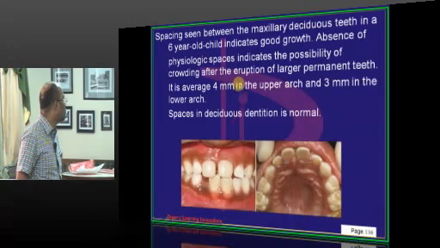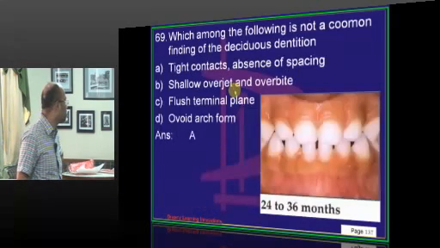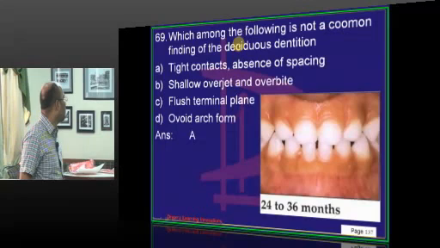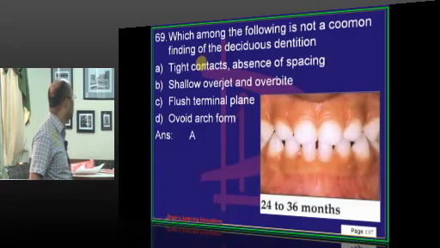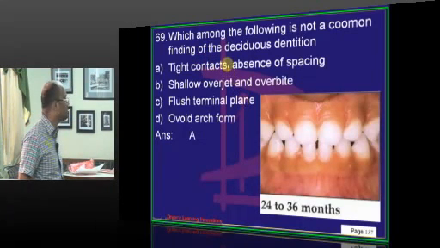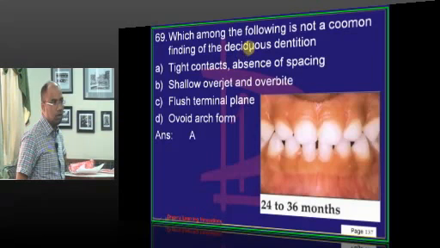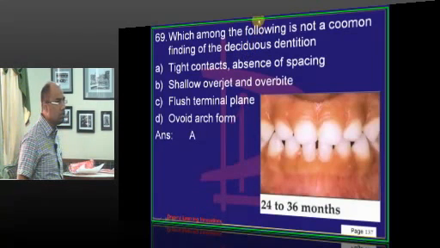Upper it is almost 4 and lower it is 3 millimeters. Which among the following is the most common finding of the deciduous dentition? That is your tight contacts and absence of spacing. Note, this is a negative question: not common is tight contacts and absence of spacing.